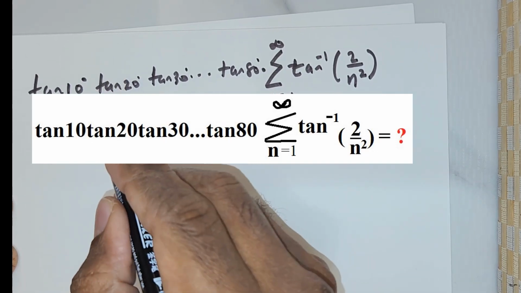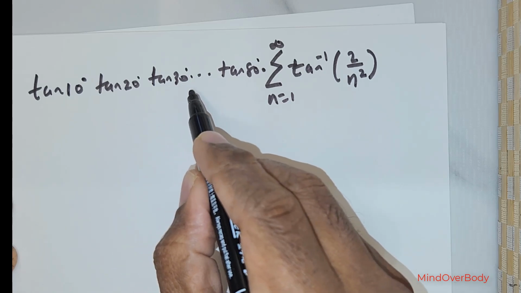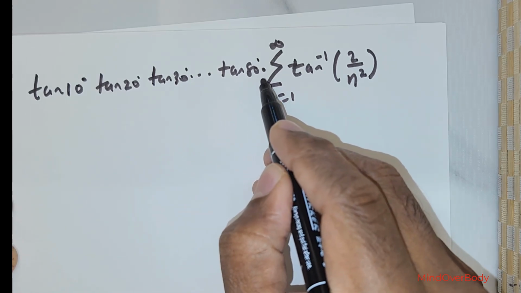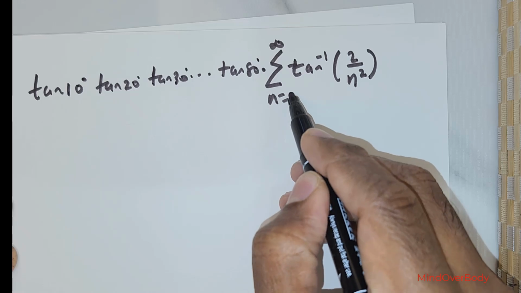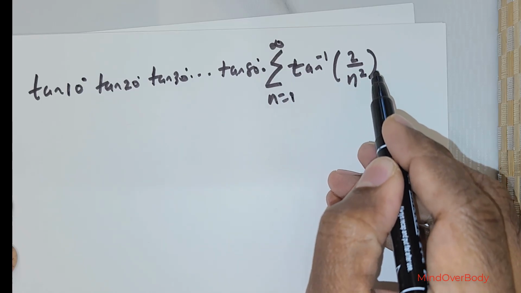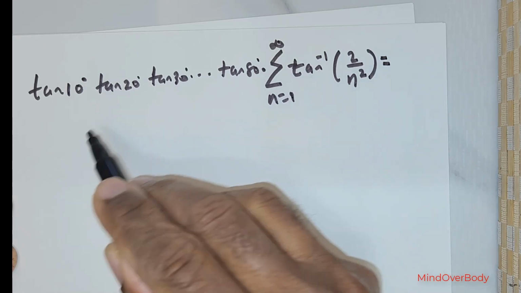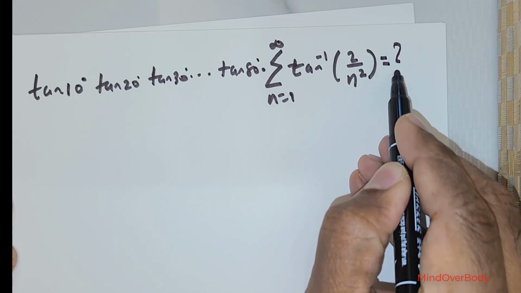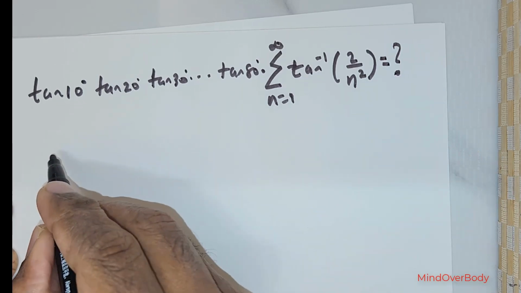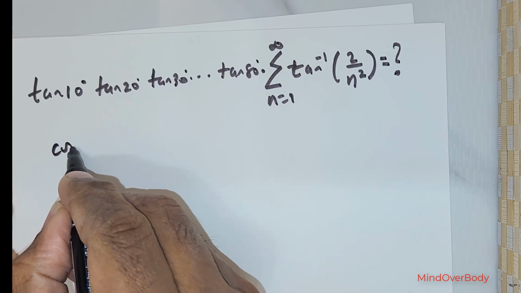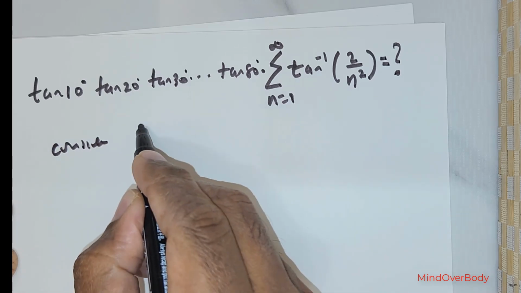We got a beautiful question: tan 10 times tan 20 degree times tan 30 etc. up to tan 80 times sigma n equals 1 to infinity tan inverse of 2 over n squared. We have to evaluate this quantity. That is the requirement. So foremost, I will consider the sigma part.